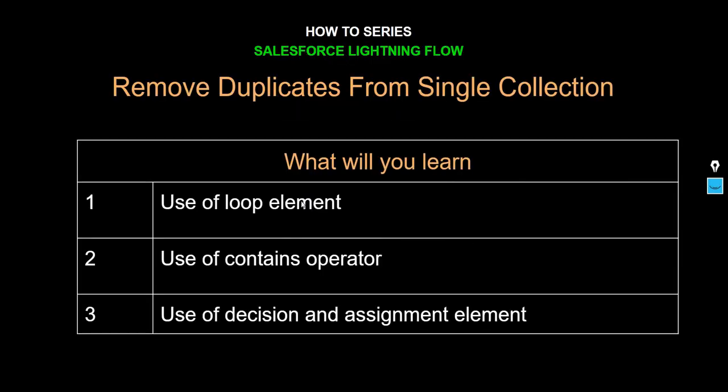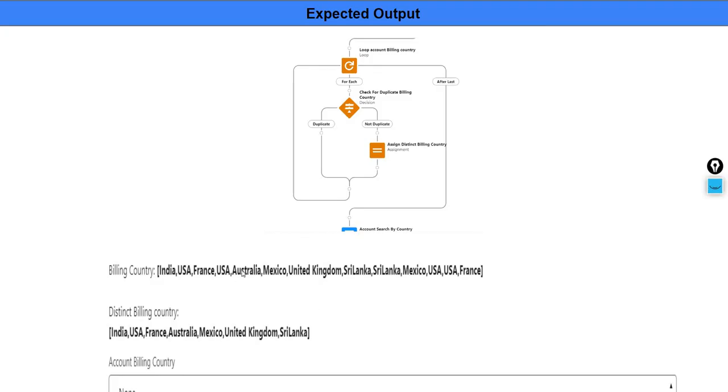We will learn how to use a loop element in this particular video and how to use something called a contains operator. So far we did use add, equals, etc. Now we will see how to use the contains operator as well, and then we will also use decision and assignment elements. So this is the output that is expected from us. Imagine that you have a collection of billing countries with duplicate values. After we complete our activity, we will see this as an output.